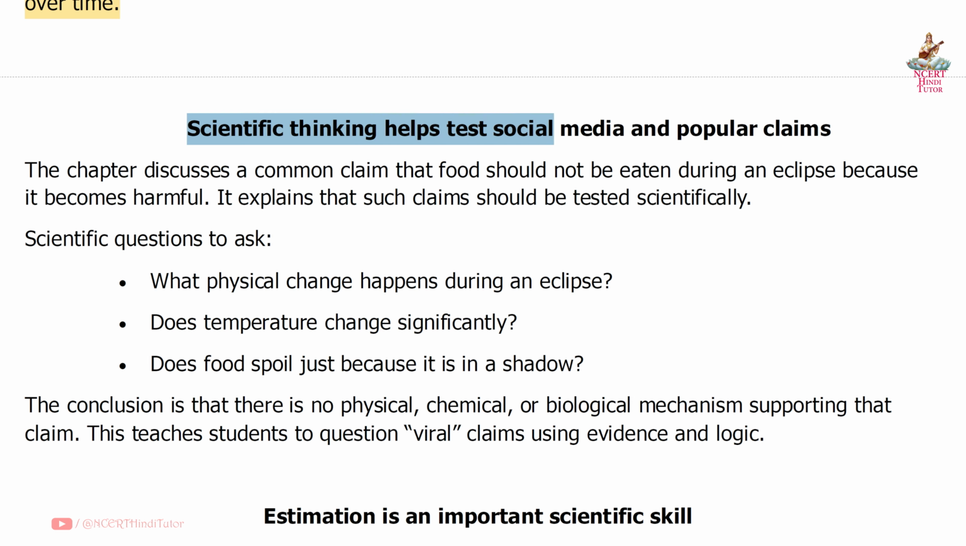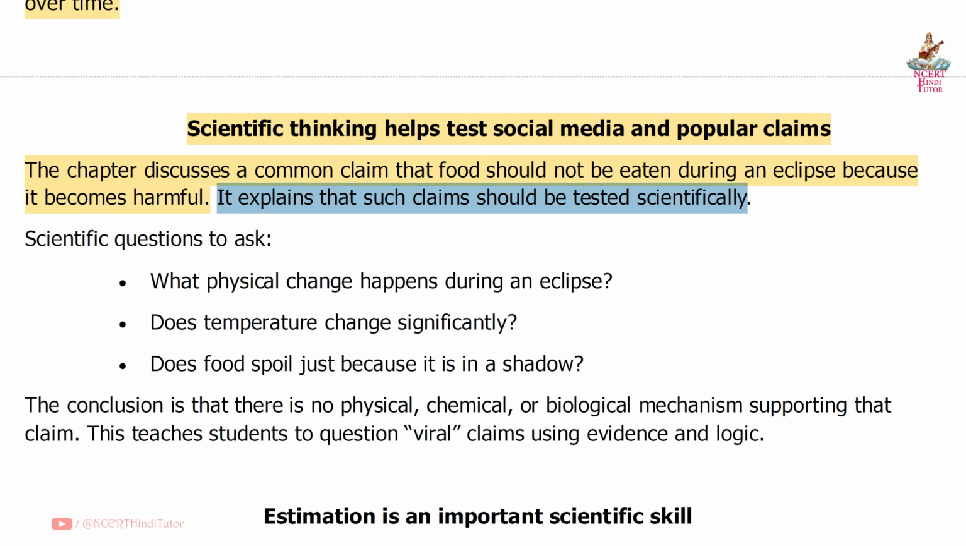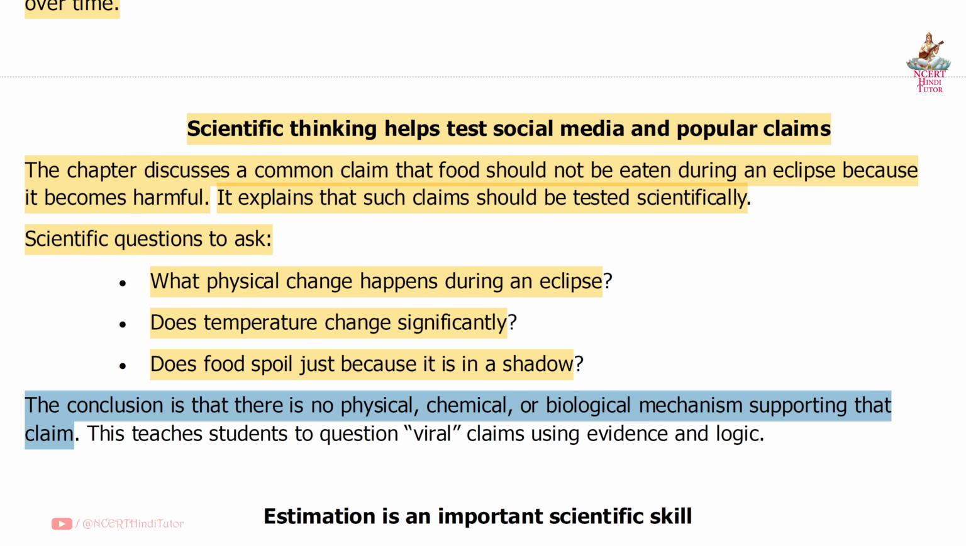Scientific thinking helps test social media and popular claims. The chapter discusses a common claim that food should not be eaten during an eclipse because it becomes harmful. It explains that such claims should be tested scientifically. Scientific questions to ask: what physical change happens during an eclipse? Does temperature change significantly? Does food spoil just because it is in a shadow? The conclusion is that there is no physical, chemical, or biological mechanism supporting that claim. This teaches students to question viral claims using evidence and logic.